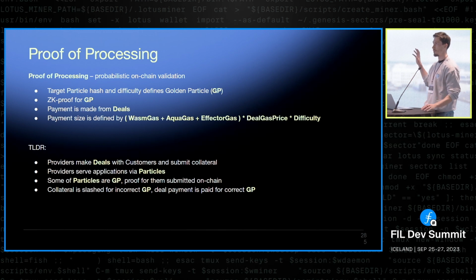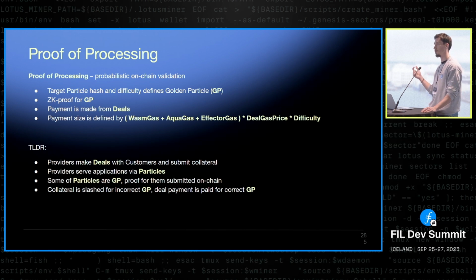And they basically priced in deals on chain. So whenever I submit a golden particle on chain, the right amount of payment can be calculated from it. And the other thing is, we had several ways to implement this system. We wanted to validate particles on chain with WASM because we have this Aqua VM in WASM.